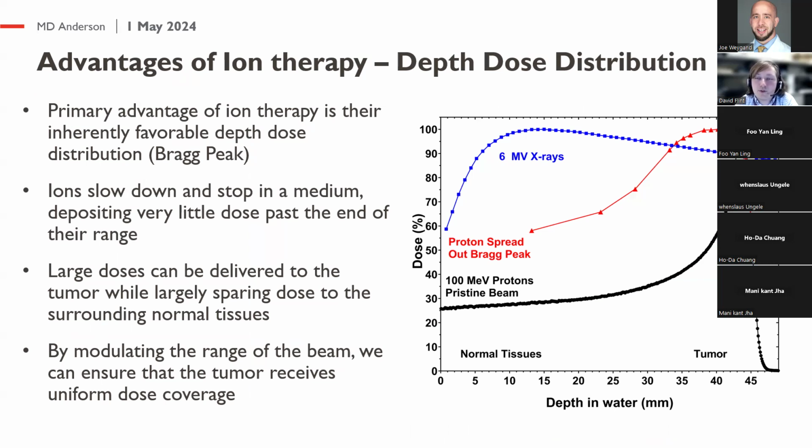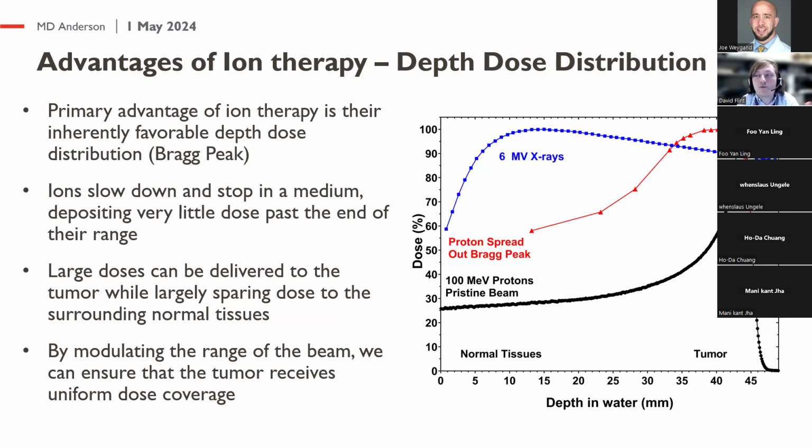This depth dose distribution comes about because as charged particles pass through a medium, they slow down and stop, and deposit a large amount of energy at the end of their range. Provided that we select our ion energy to have a range corresponding to the depth of the tumor in the patient, we can deliver relatively large doses to the tumor and relatively little dose elsewhere, simply as a consequence of the favorable depth dose distribution that the ions have.